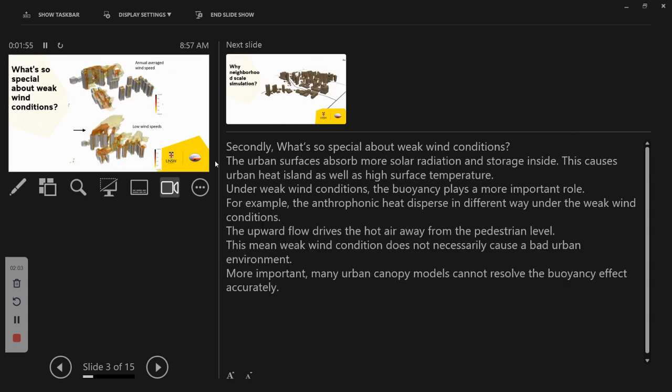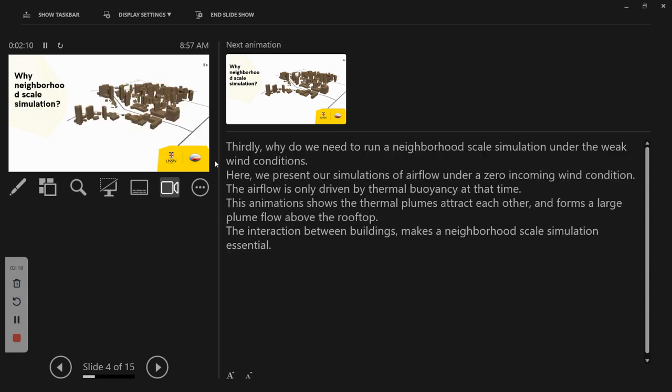Secondly, what is so special about the weak wind condition? The urban surface absorbs more solar radiation and stores it inside. This causes the urban heat island as well as high surface temperature.